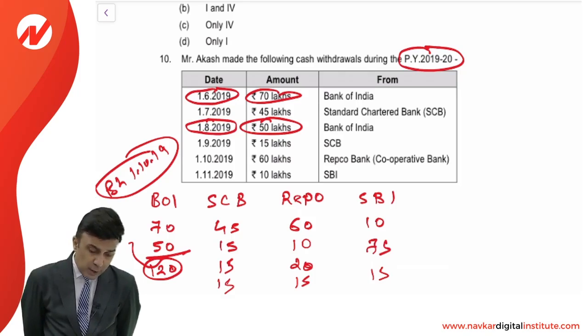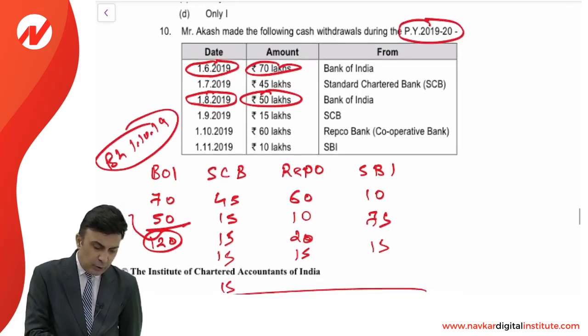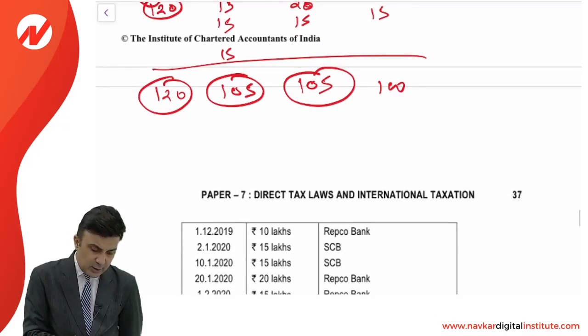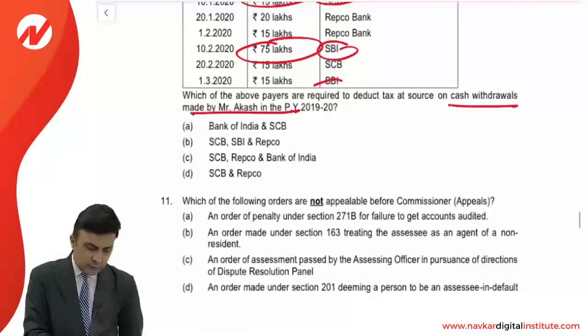We have now 2 banks remaining. Standard Chartered Bank, do you have withdrawal on or after 1/10/2019? Yes, you have huge withdrawal after 1/10/2019. SBI, do you have withdrawal on or after 1/10/2019? Yes, you have.